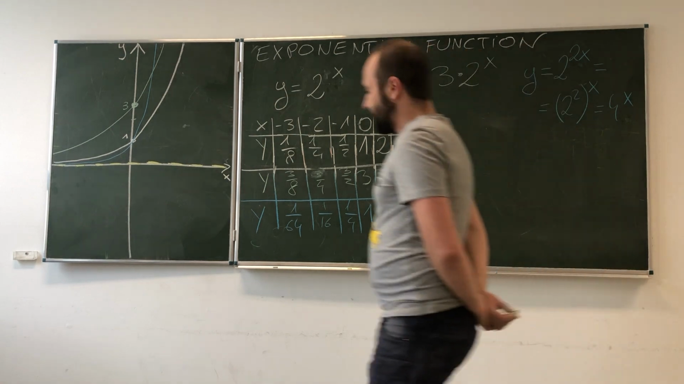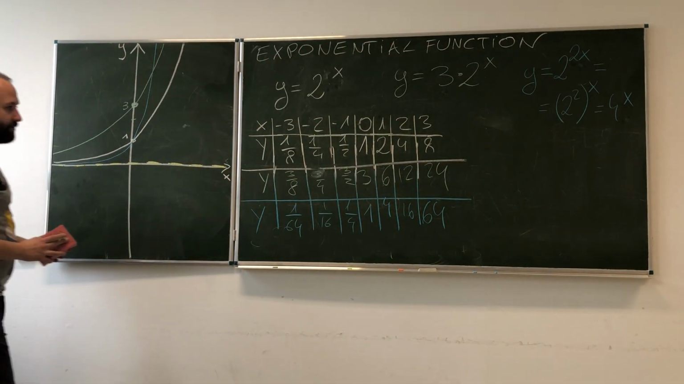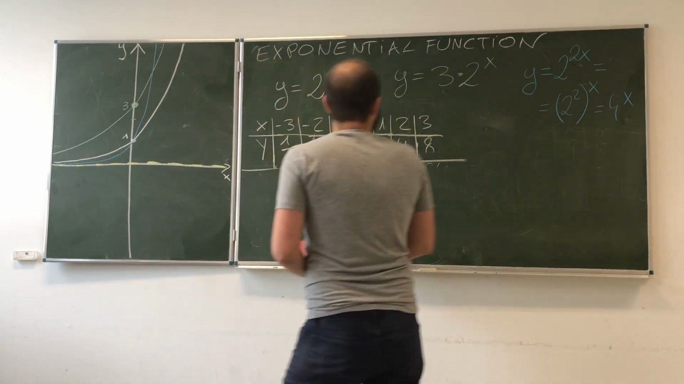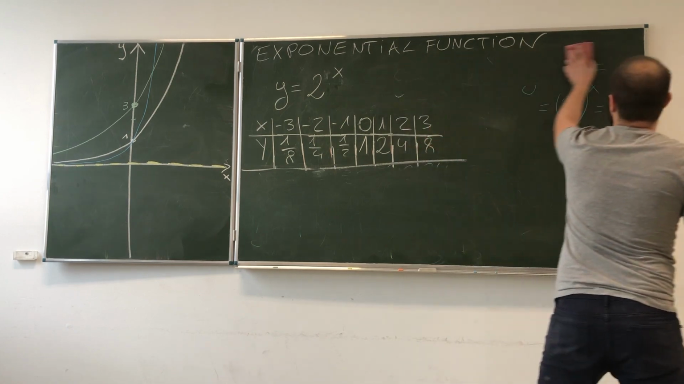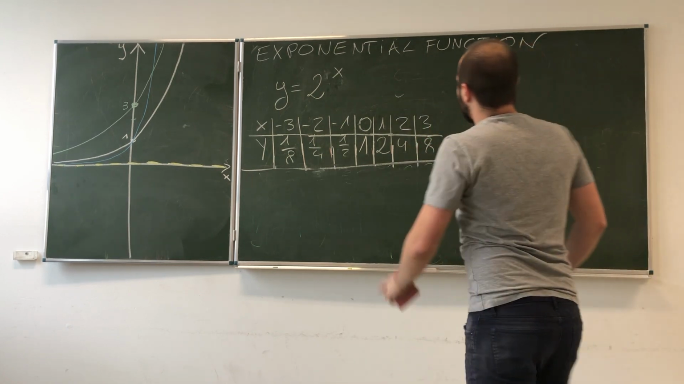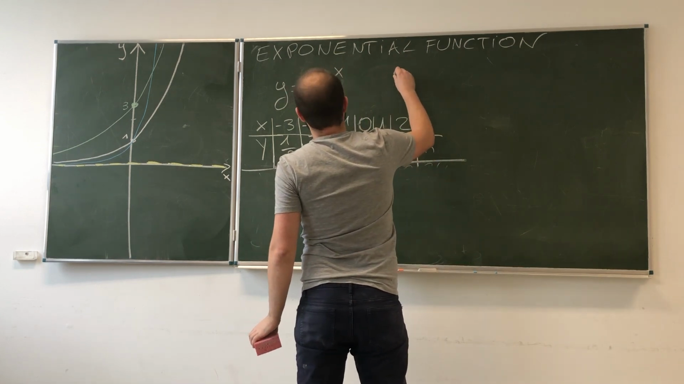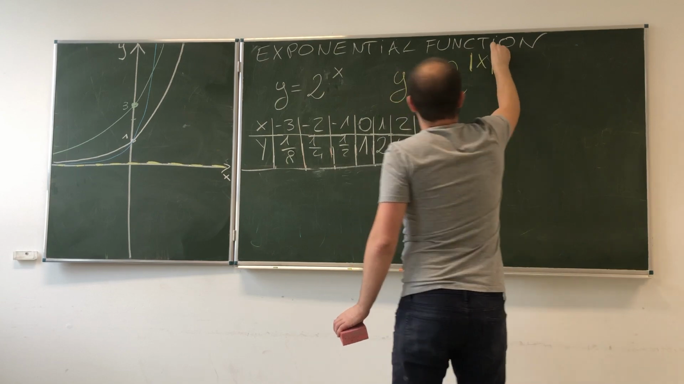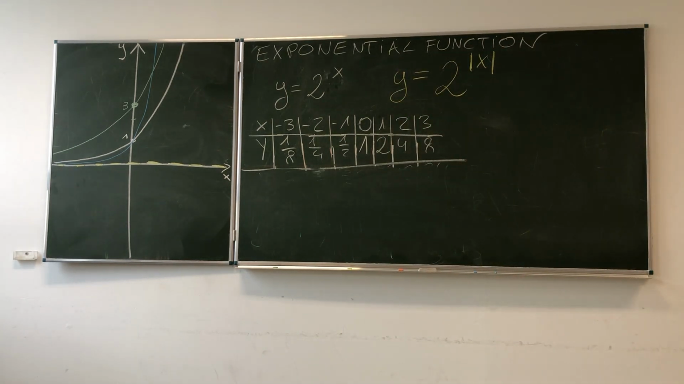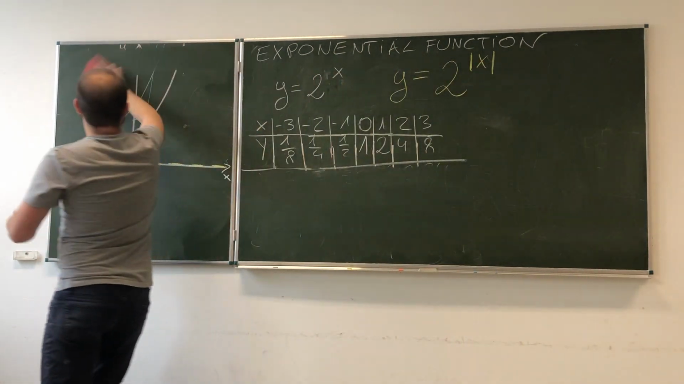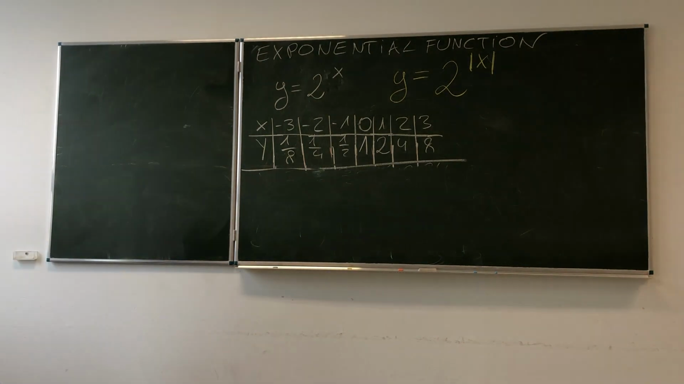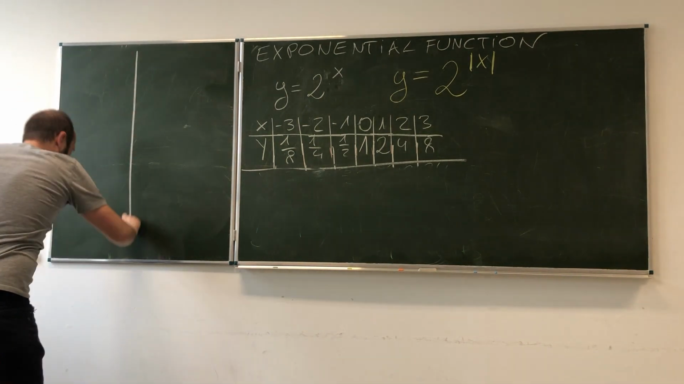Okay, and look, the next thing I wanted to try with you is to see what will happen if our function will become a little bit different. We will have y equals 2 to the power absolute value of x. Okay, and again, we will see here that we will start with simply 2 to the power of x.